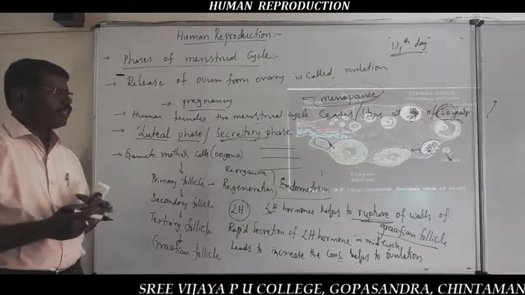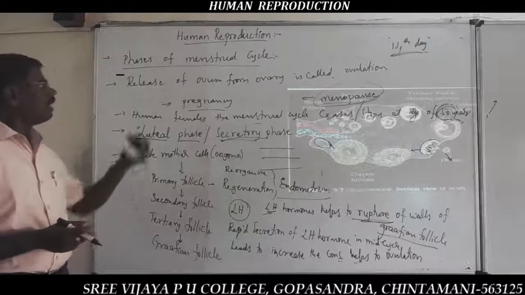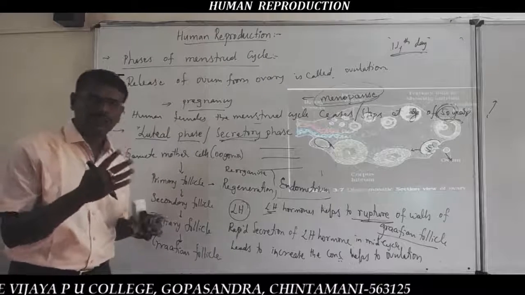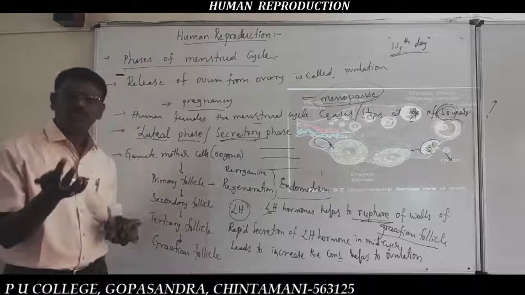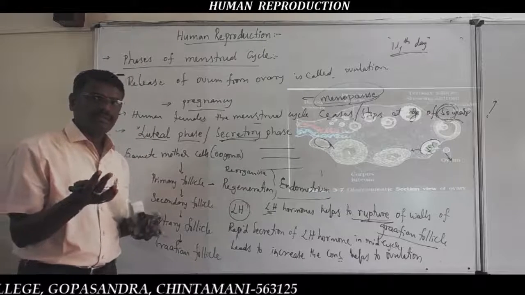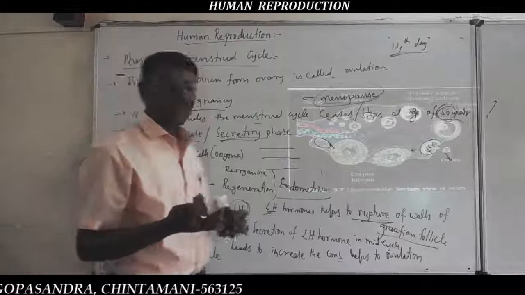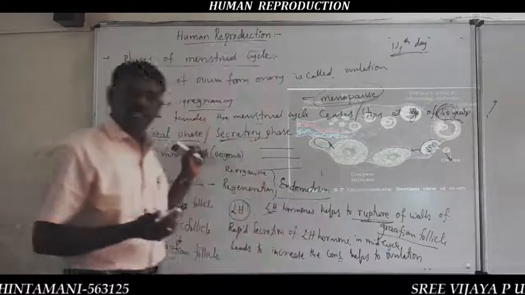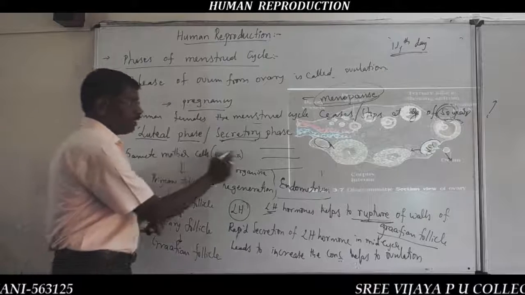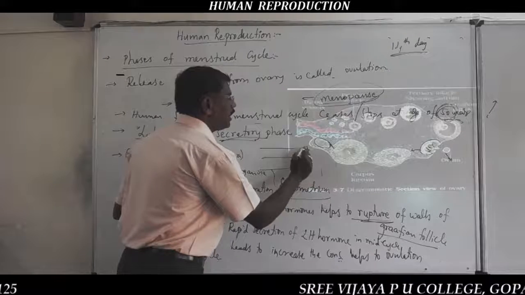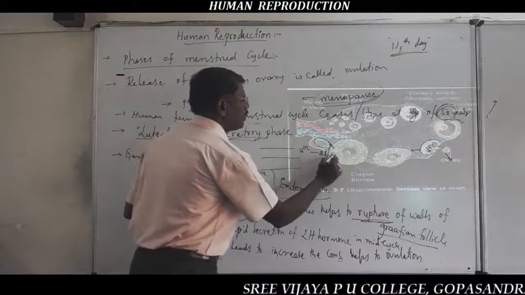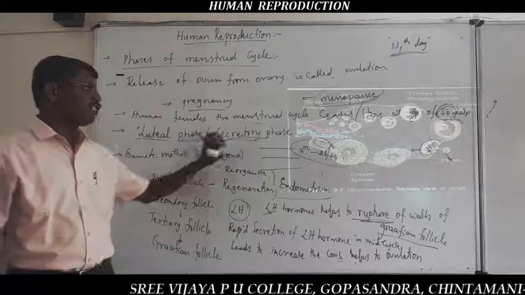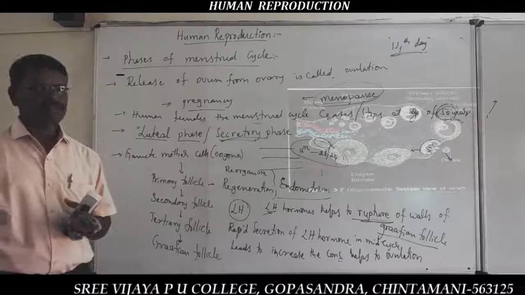The menstrual cycle has events which occur in 4 phases: the menstruation phase, the proliferative or follicular phase, the ovulatory phase, and the last one, the luteal phase. The duration of the luteal phase or secretory phase is from the 15th day to the 28th or 29th day.